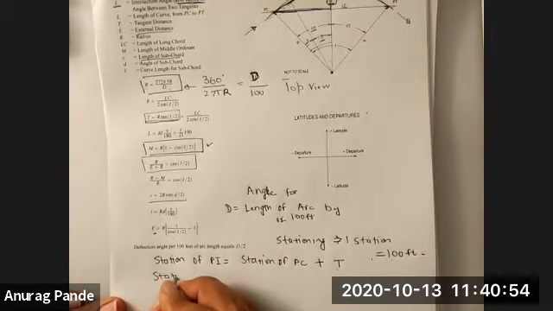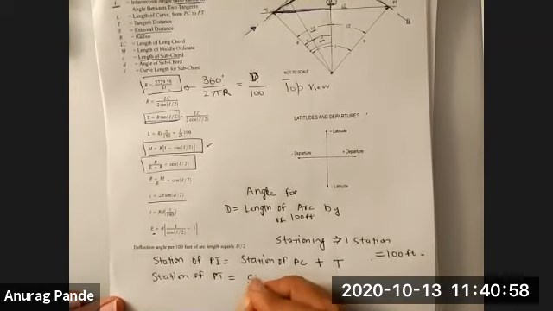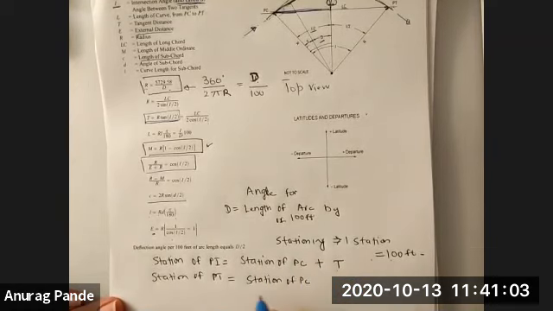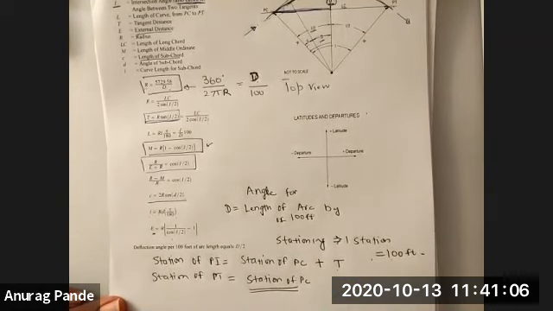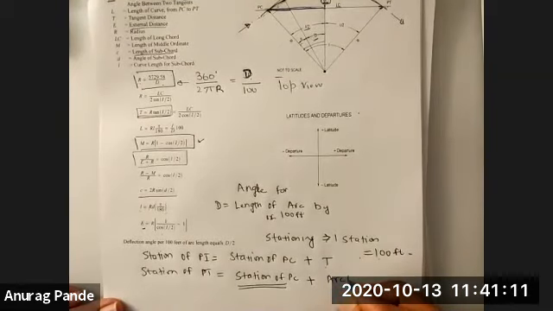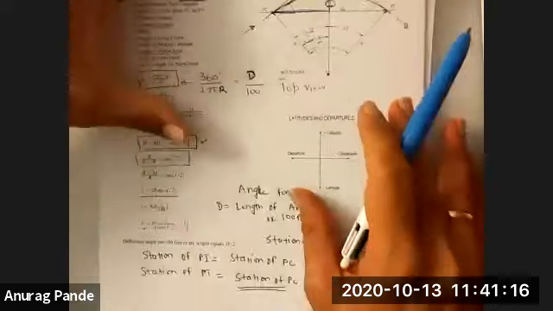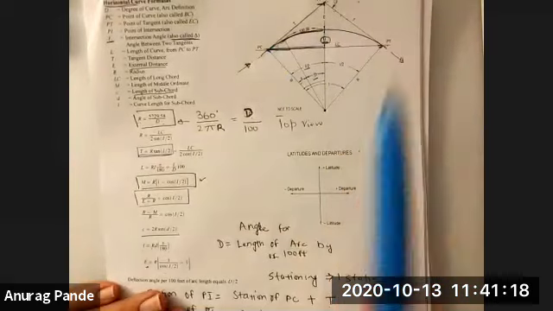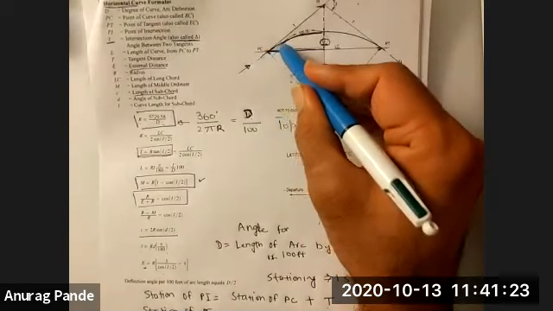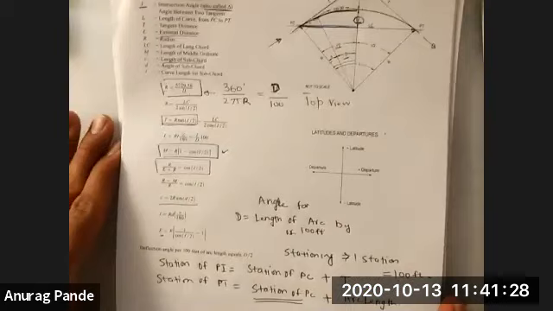But if you ask for stationing of PT, it is also defined in terms of stationing of PC. So the reference point is still station of PC. That's the key point. But plus the arc length. If you're trying to go for stationing of PT, you'll use the full arc length. But if you're trying to get the stationing of any generic point on the curve, you'll add the arc length up to that point. So that's one key thing that you get asked for.